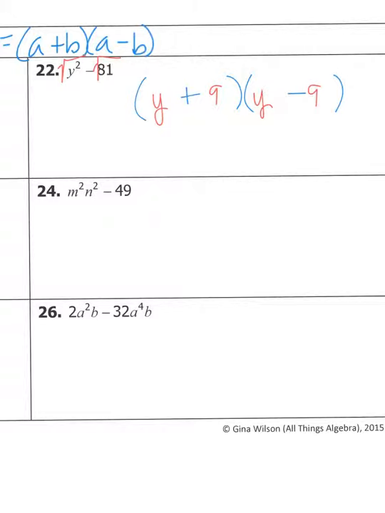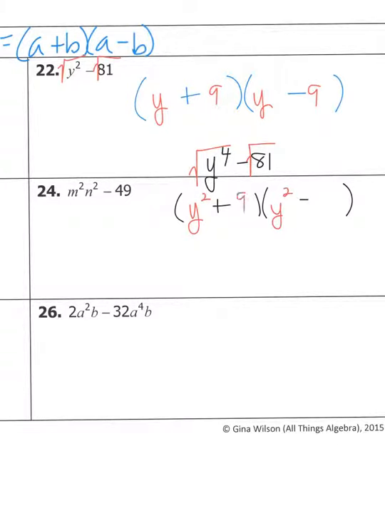Like for instance, if I had had y to the fourth minus 81. So y to the fourth is a perfect square because it's an even exponent. And so we would have this plus minus pattern. The square root of y to the fourth would be y squared and y squared, and the square root of 81 would be 9 and 9.